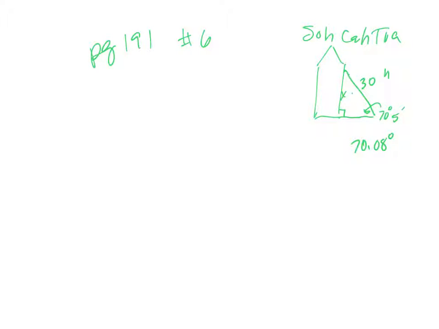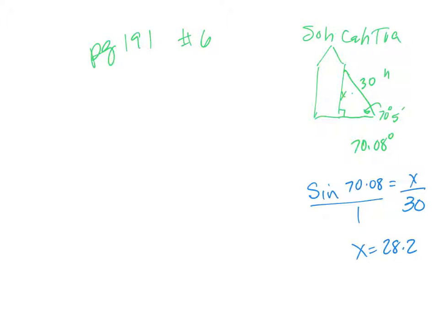Got it? And we have it, opposite and hypotenuse is sine. So sine of 70.08 equals opposite over hypotenuse. And you just do the math. And you should get that that's 28.2 feet. And you go to 2 places.